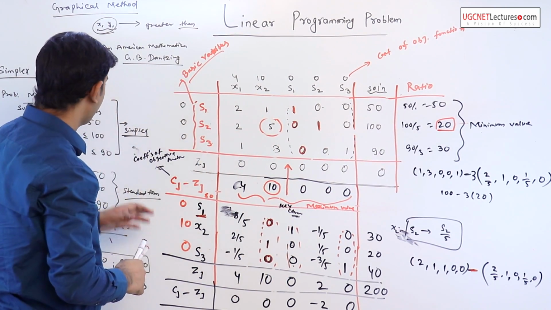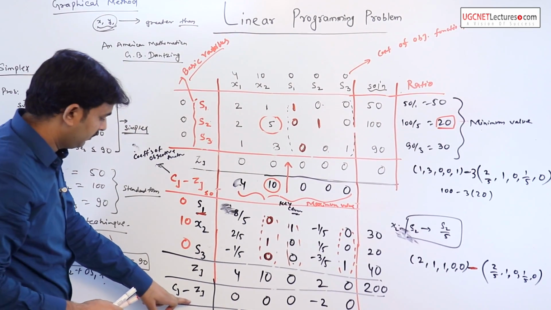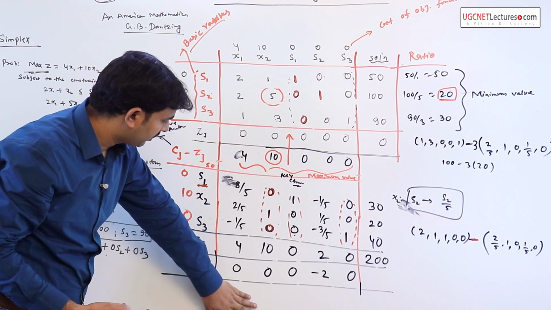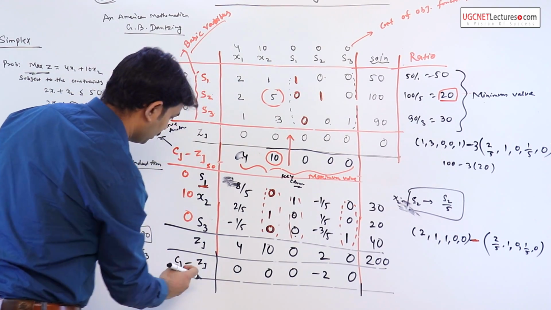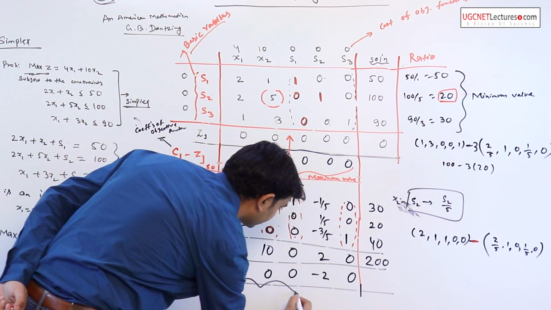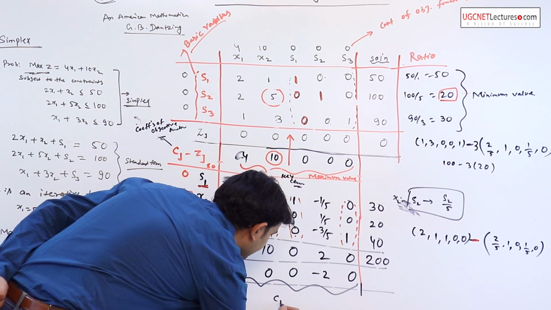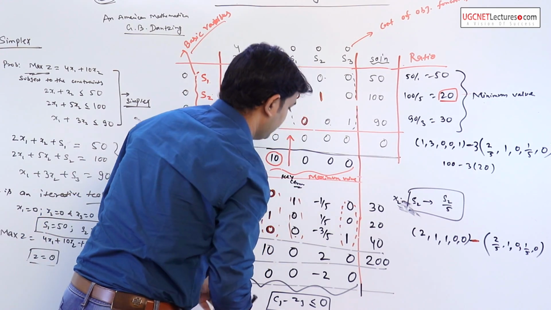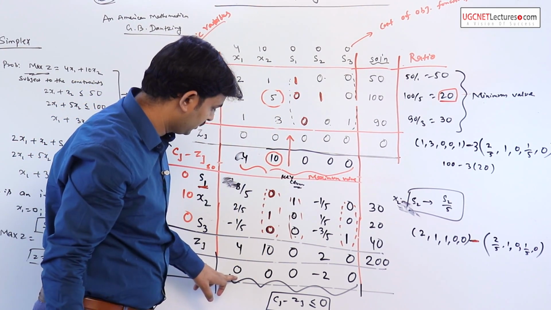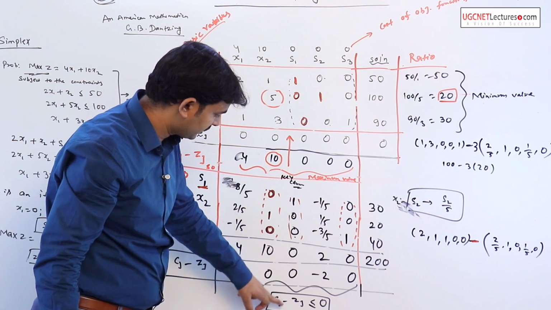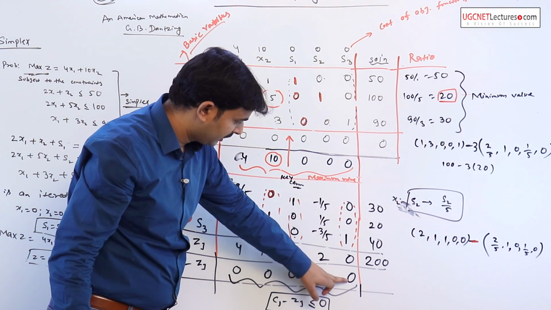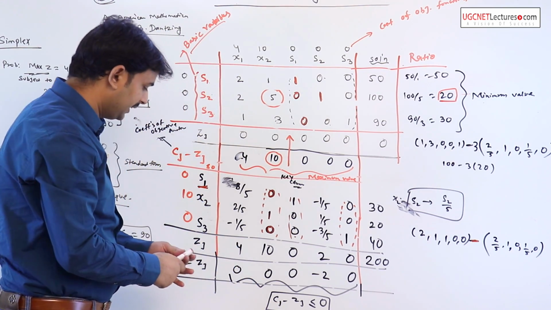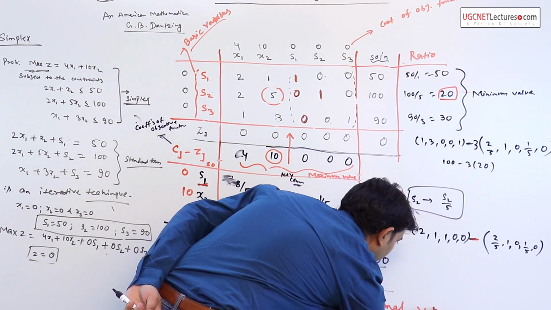Now, in the case of a maximization problem, we have to check the optimal criteria. If you look at Cj minus Zj, all the Cj minus Zj are less than or equal to 0. Here 0 satisfies the criteria, 0 satisfies, minus 2 is also satisfied. All the Cj minus Zj satisfy the optimality criteria. Means we have reached the optimal value.